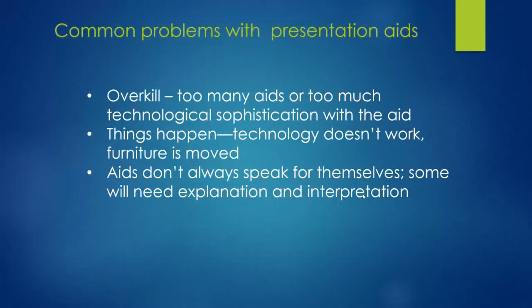Now, some common problems with presentational aids are overkill, meaning having too many aids or too much technology that's too sophisticated with the aid, and then you have that technology fail. And that's bad. It's happened to almost all of us at some point. Remember, sometimes things happen, technology doesn't work, furniture is moved, you can't always plug in exactly where you thought you were going to, the internet goes down. These all happen. These are real problems in the real world. So think about those things as well.